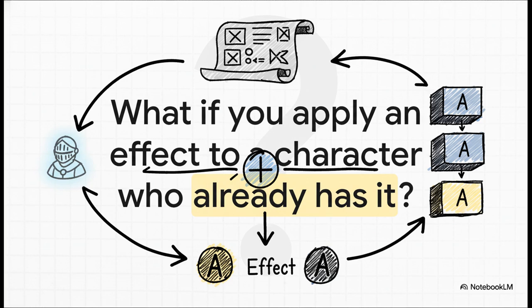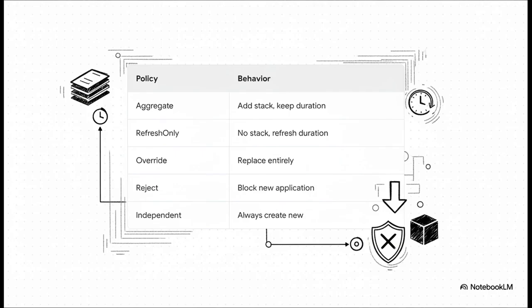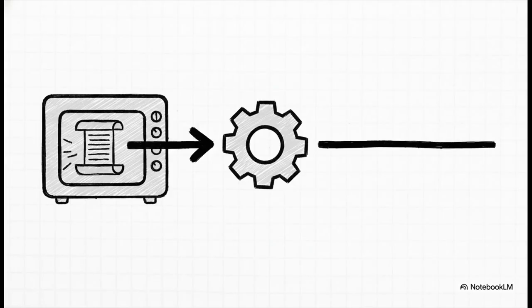The blueprint also defines the rules for things like stacking. So what happens when you reapply an effect? The rules are explicit. You can aggregate stacks, refresh the duration, override the old one, or just reject it. By baking these policies into the data, the behavior is always predictable, with no extra runtime logic.